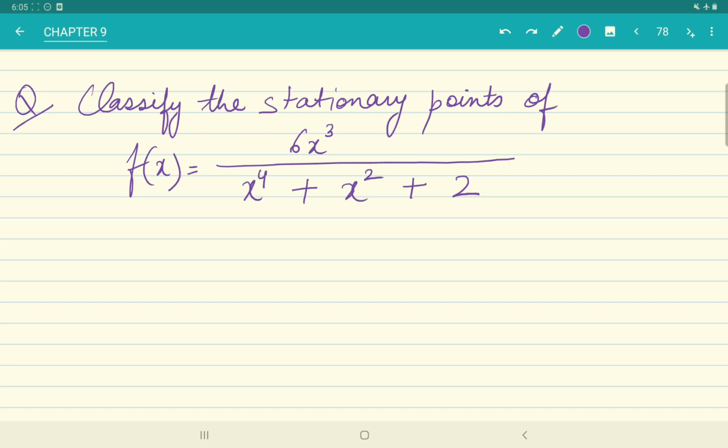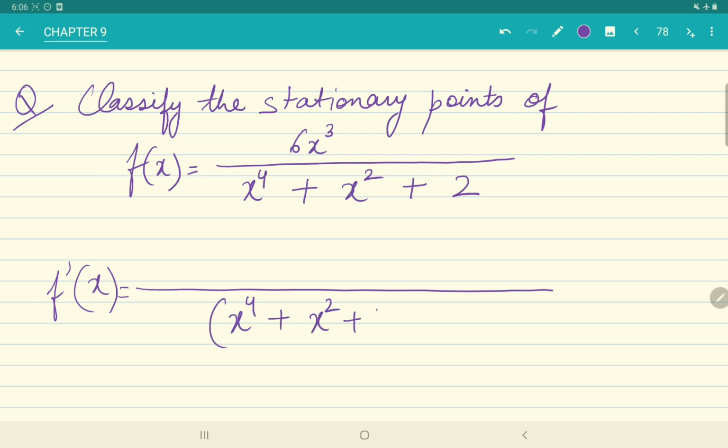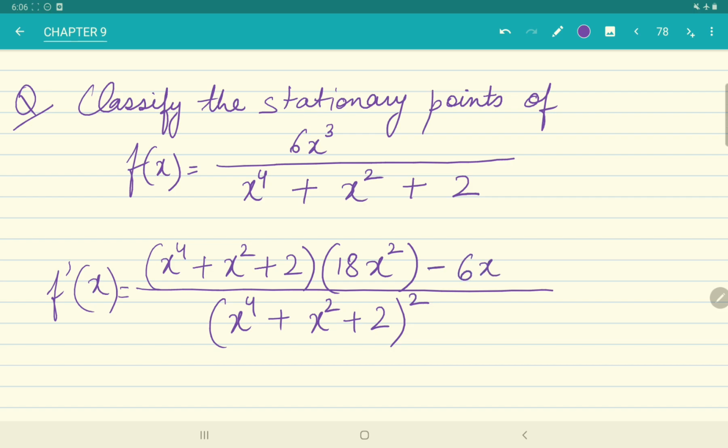What we now do is that we differentiate f of x with respect to x. So we take up f prime x, and that we can do with the help of the quotient rule. It is equal to x raised to the power 4 plus x squared plus 2 whole squared in the denominator, and in the numerator I write x raised to the power 4 plus x squared plus 2 times 18x squared, minus 6x cubed, then I differentiate the denominator, so it's 4x cubed plus 2x.